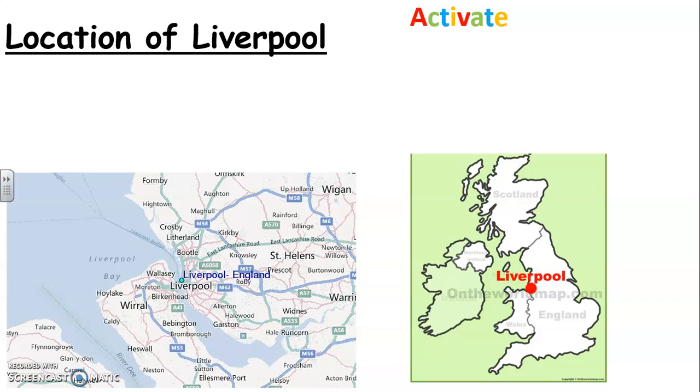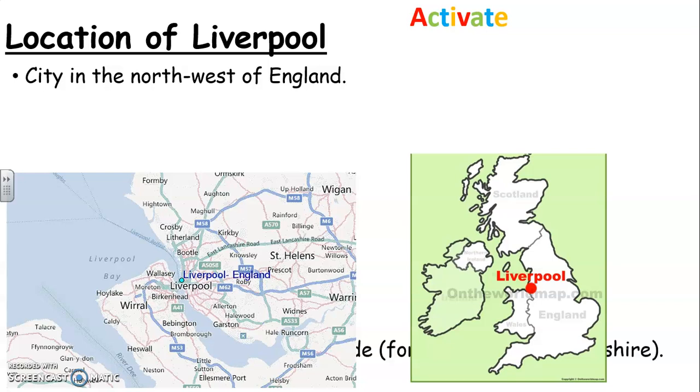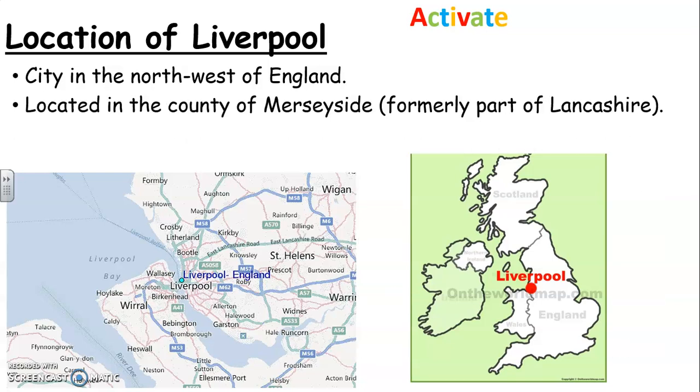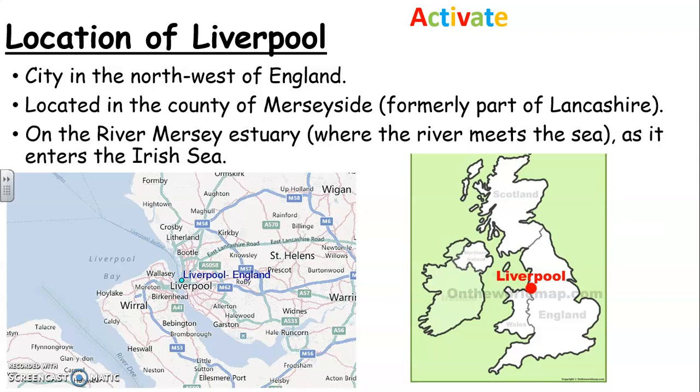Right, location of Liverpool. You might need to note some of this down in your notes because you haven't got it in your slides. So whereabouts is Liverpool? It's a city in the northwest of England, so not far from where we are. Looking on that map, there's some places you might recognise: Wigan, St Helens, Warrington. It's located in the county of Merseyside, and it's on the River Mersey estuary, so where the river meets the sea, as the River Mersey enters the Irish Sea. So that location is going to be quite important when we look at why Liverpool grew historically.